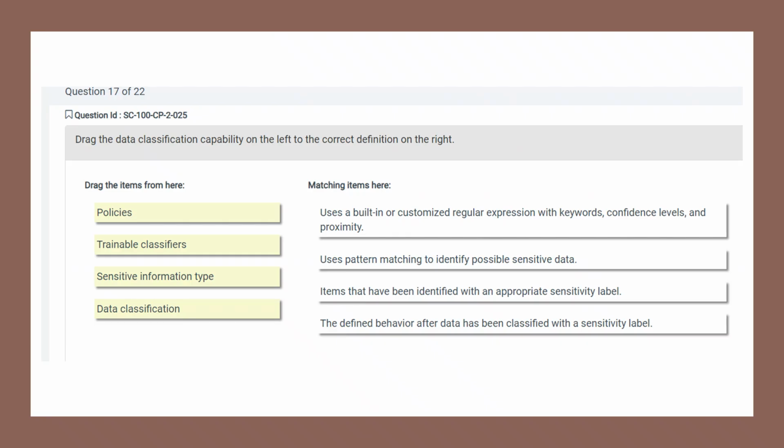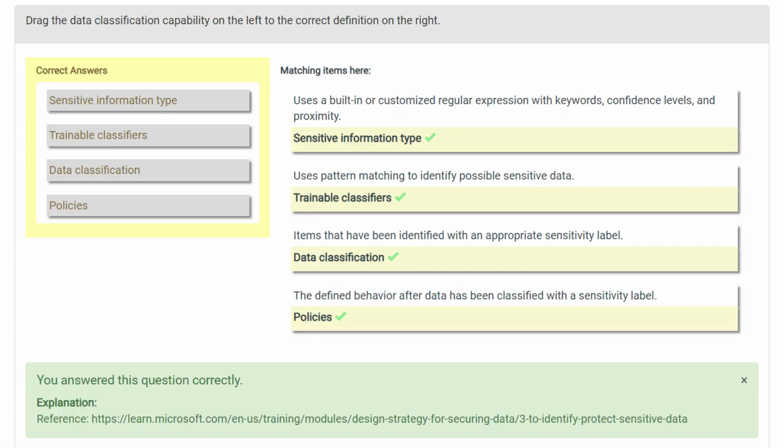Question 17. Drag the data classification capability on the left to the correct definition on the right. And the items are policies, trainable classifiers, sensitive information type, and data classification. So the correct answer: sensitive information type uses a built-in or customized regular expression with keywords, confidence levels, and proximity. Trainable classifiers uses pattern matching to identify possible sensitive data. Data classification covers items that have been identified with an appropriate sensitivity label, and policies define behavior after data has been classified with a sensitivity label.